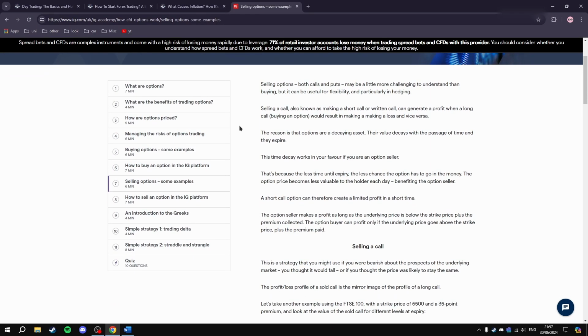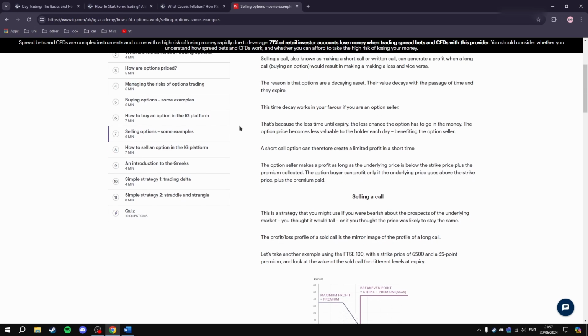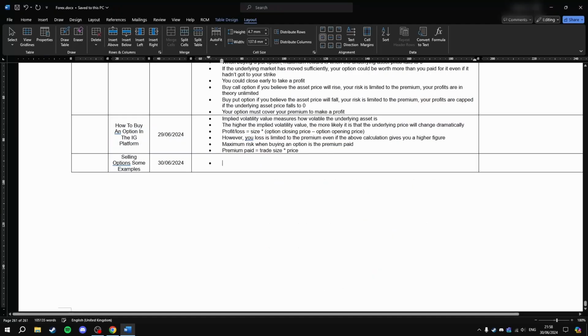Selling options, both calls and puts, may be a little more challenging to understand than buying, but can be useful for flexibility and particularly in hedging. Selling a call, also known as making a short call or written call, can generate profit when a long call, buying an option, will result in making a loss and vice versa.